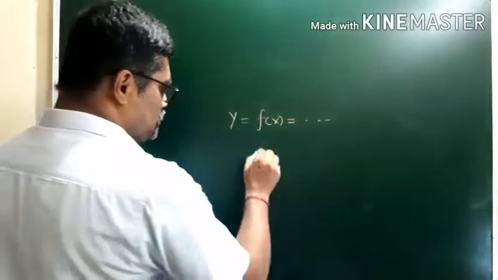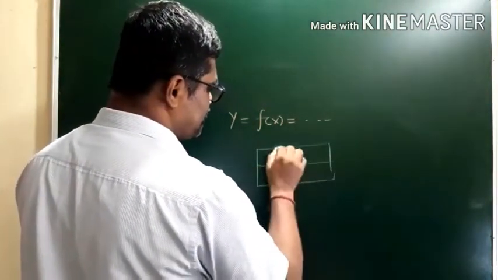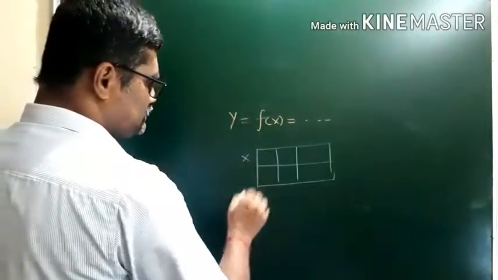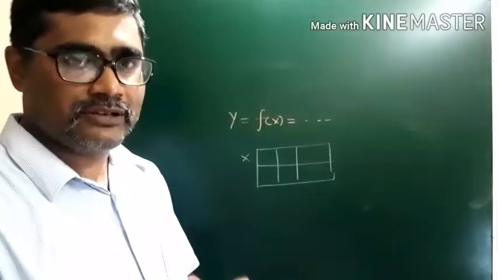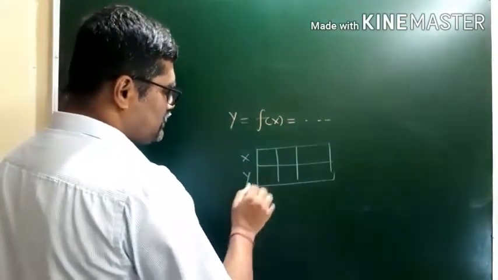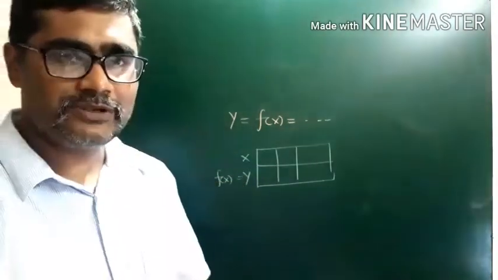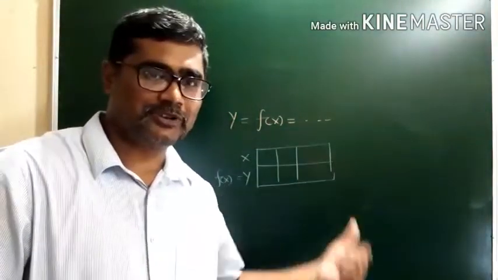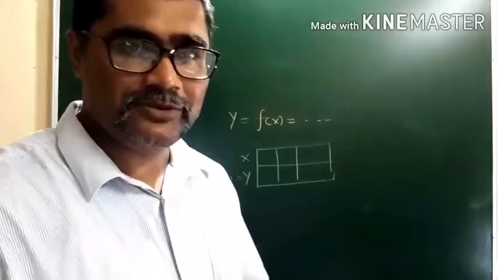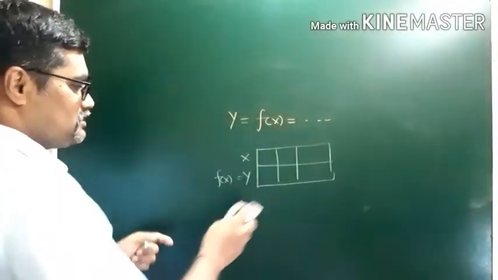So if you construct a table, then the values of x, as per the domain permits, you have to take for x, right? Got it? And then the corresponding value of y is nothing but the value of f(x). And then once you get these points, you can draw the graph very clearly, right? So this is what we are going to follow for constructing the graphs of functions.